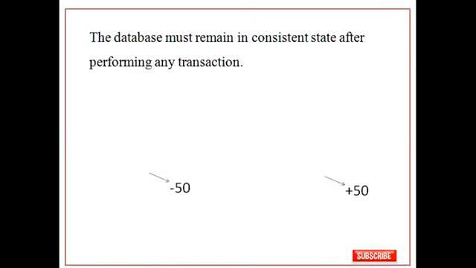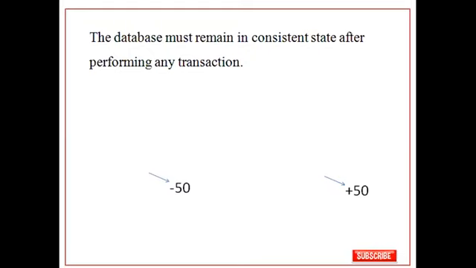Now the next property is consistency. The database must remain in a consistent state after performing any transaction. The same example I want to consider: transferring funds from account A to account B. By seeing one example, you will get the idea.